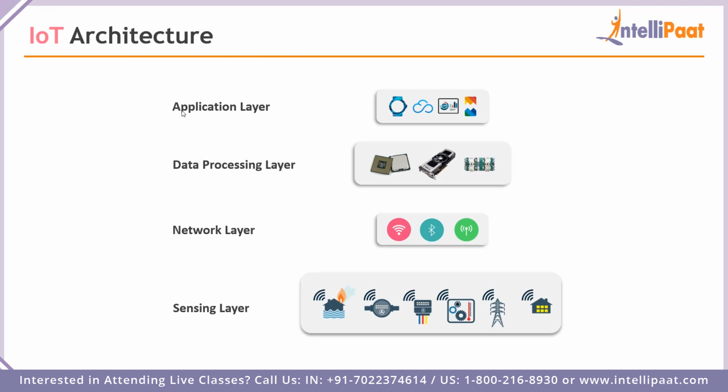In the first layer, we have the sensing layer. The sensing layer is where you have your actuators, your sensors, and your entities which can sense something. For example, you might have a gas leakage detector, a light sensor, a camera which can pick up motion, and an entity which can sense the temperature around you, and all of these.